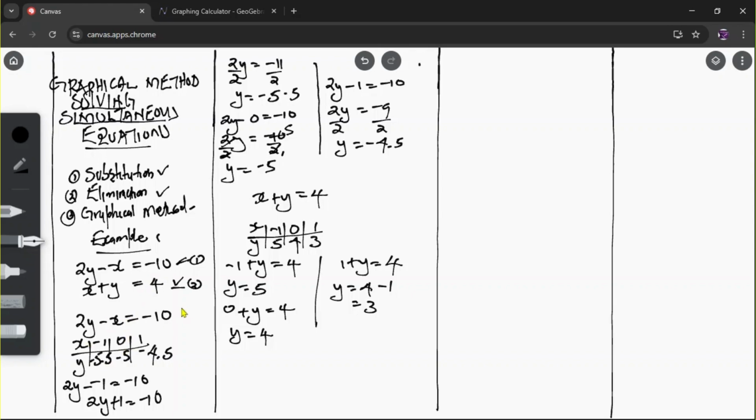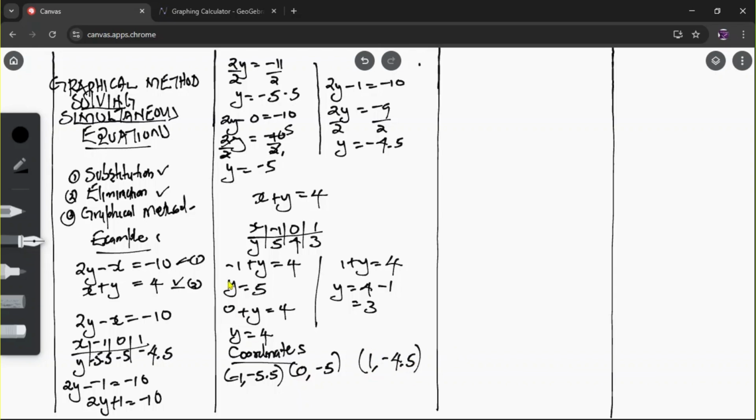We have the first table and you have the second table here. If I pick the coordinates for the first table, here you have coordinates for the first table and the second one. The first table: minus 1, minus 5.5, 0, minus 5, and 1, minus 4.5.